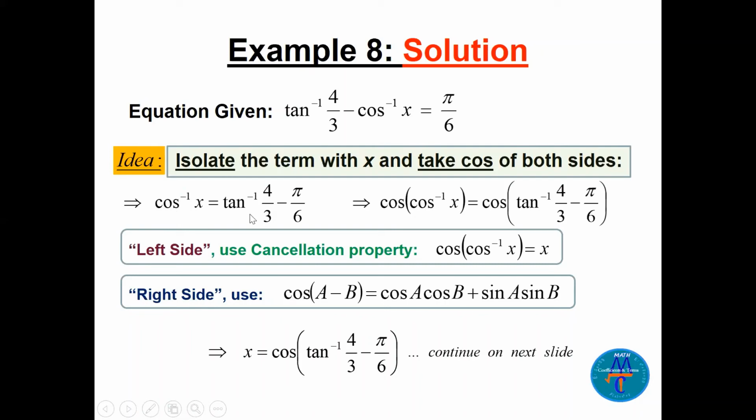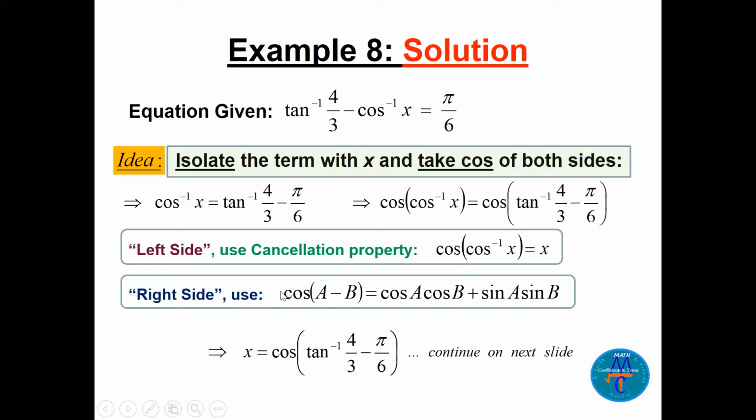Whatever you do, you will get this one here. Please check that one. Whatever you do with this equation, you will get cosine inverse of x equals tan inverse 4 over 3 minus pi over 6. Take cosine on this side, take cosine on the other side. On the left side, we have cancellation property. Look on the right side here, what will happen? Cosine, this is theta. See, this is theta minus another angle, pi over 6. This is not a special angle, but this is subtraction of two angles.